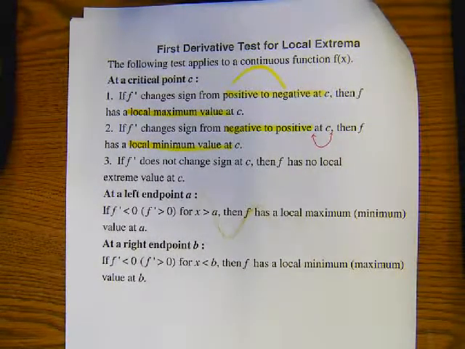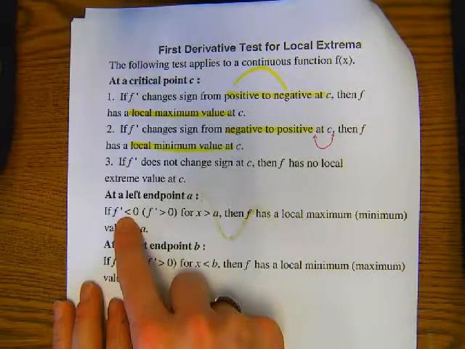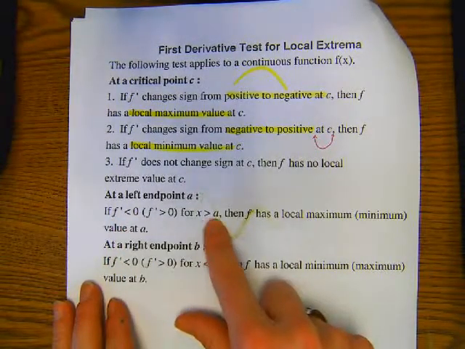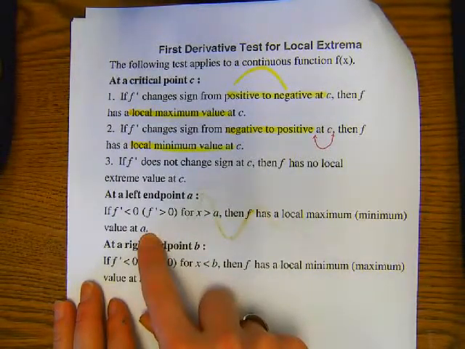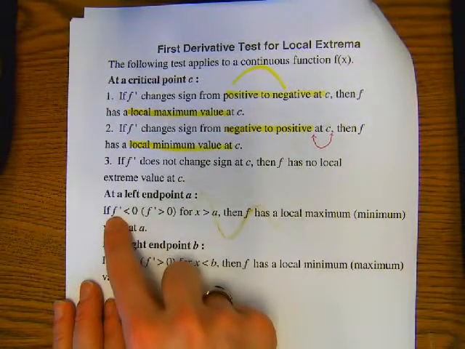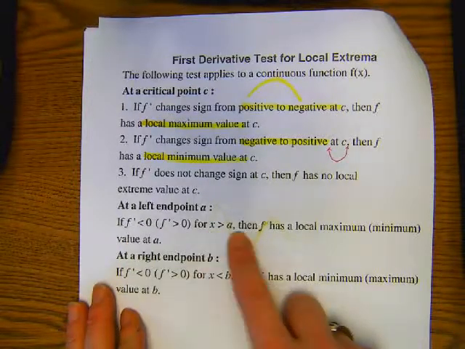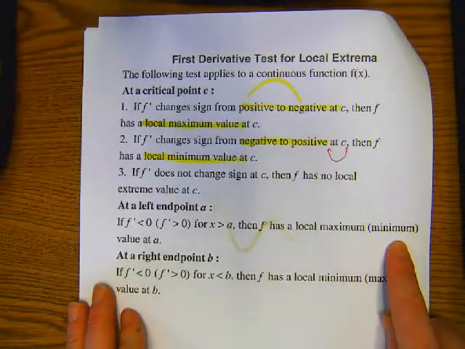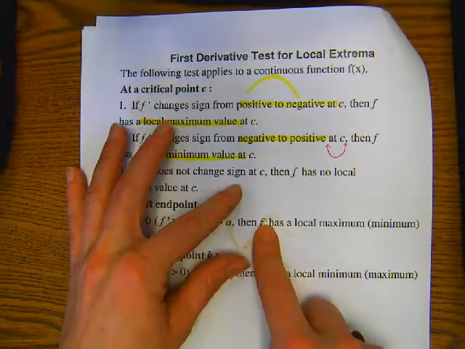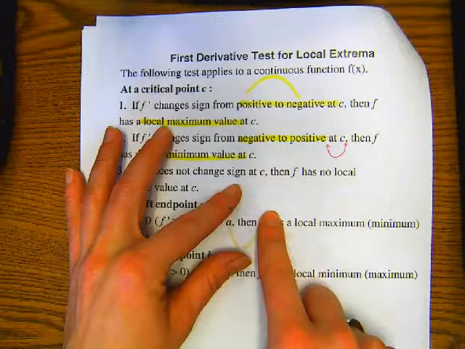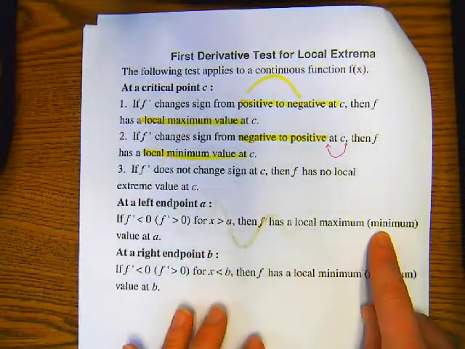Now, at a left endpoint, if the derivative is less than 0 for x greater than a, then f has a local maximum value at a. It's the same thing, it's just matching up. If the derivative is less than 0 through the entire rest of the interval, so we start at an endpoint and we know the function is decreasing past that endpoint, we know the endpoint had to be a maximum, and vice versa.